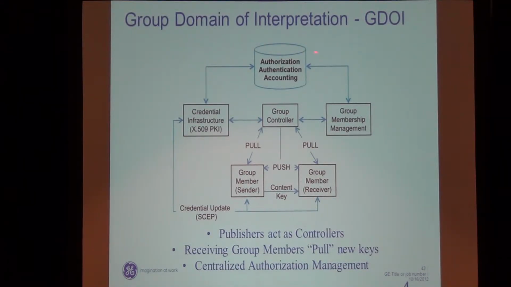GDOI can work with an authorization, authentication, and accounting system, and the way this will work is for a device to receive a key, it must be authenticated in the system and have a certificate. If your certificate is revoked, you will no longer receive updates of the keying, so you will no longer be able to authenticate a message, and you will no longer be able to decrypt a message because you will no longer know what your key is going forward.